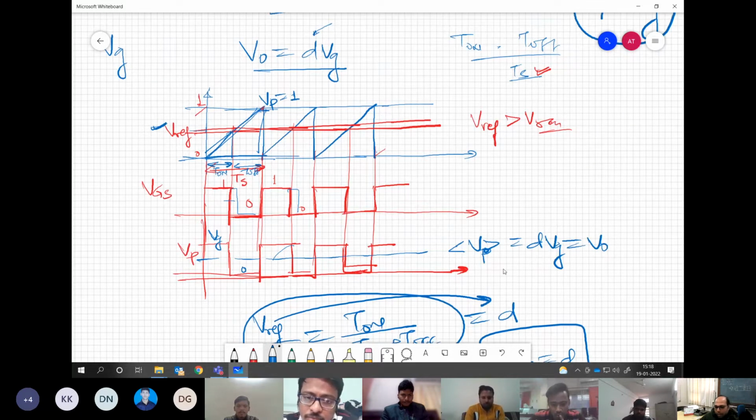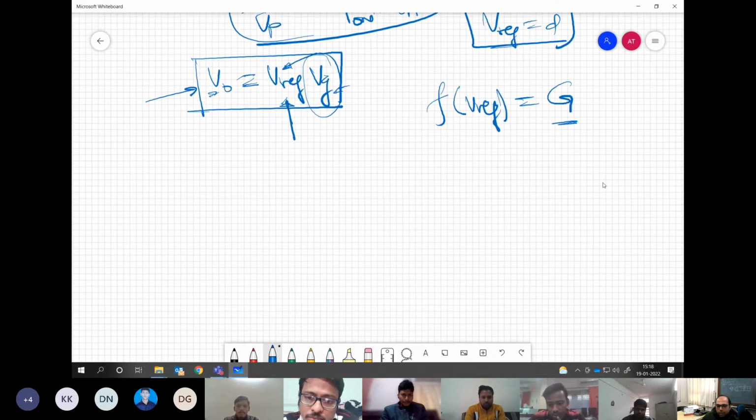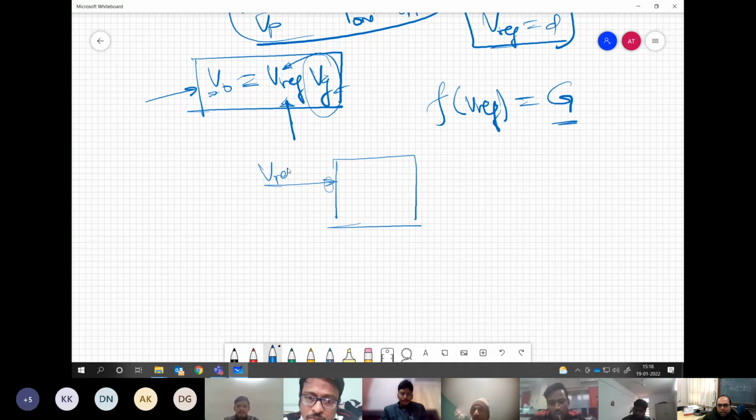Let's say a box is there, which is basically our power converter. And there is a control knob. We change that knob reference value and it gives the output VO. Understanding my point?